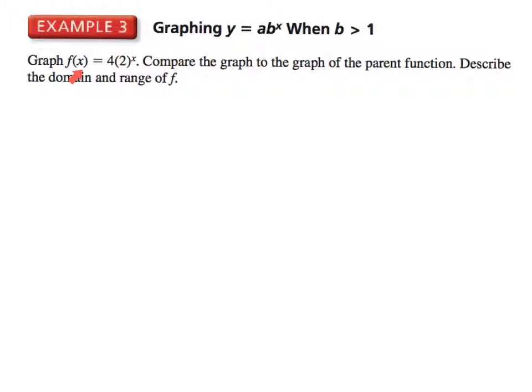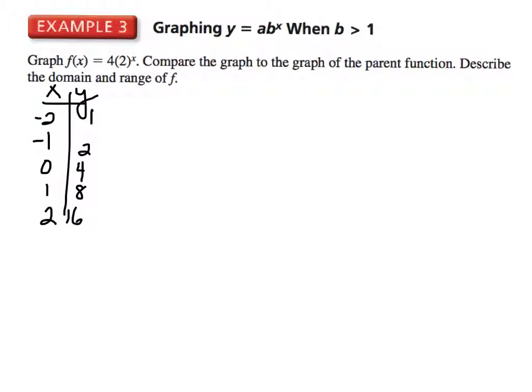Example 3 is just graphing. So when you graph f of x is equal to 4 times 2 to the x, you're going to compare the graph to the graph of the parent function and then describe the domain and range. Now, I'm going to tell you right now, you're going to make a table of values, x and y. This is just a suggestion: I would always pick 5 or more values, where one of your x values is 0, pick 2 numbers less and 2 numbers above. You don't have to, but that's what I would suggest. If I plugged all of these in, you would get all these numbers. That's just simple math. And then all you do is graph it.